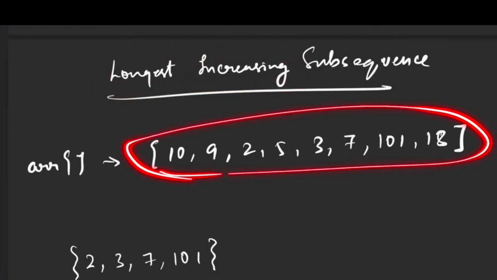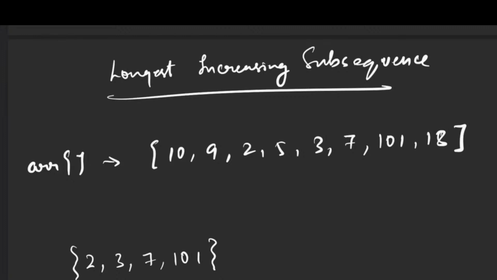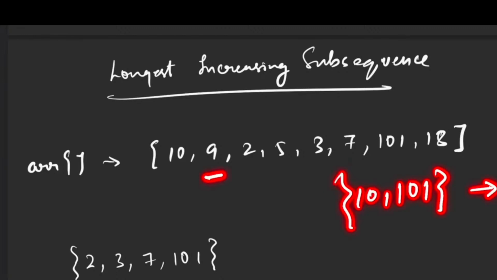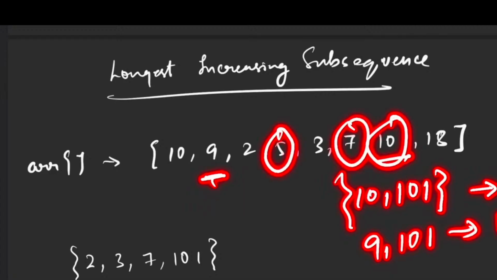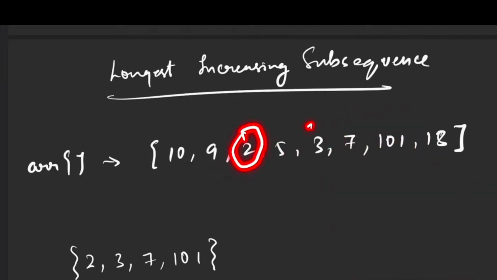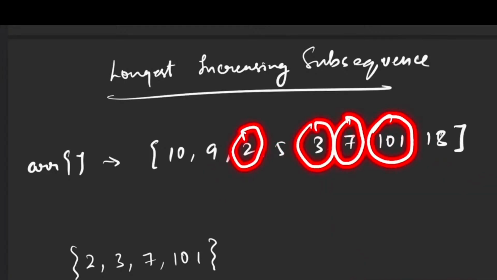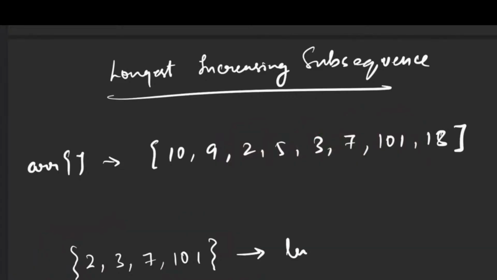So among this, if I try to figure out different types of subsequences, one of them is 10, 101. This is a subsequence of length 2. And 9, 101 is again another subsequence of length 2. Similarly 5, 7, 101, the length is 2. Similarly, let's pick up 2, let's pick up 3, let's pick up 7, let's pick up 101. If I pick something like this, I will get a length of 4. Even if I pick something like 2, 3, 7, 18, this also gives me a length of 4.